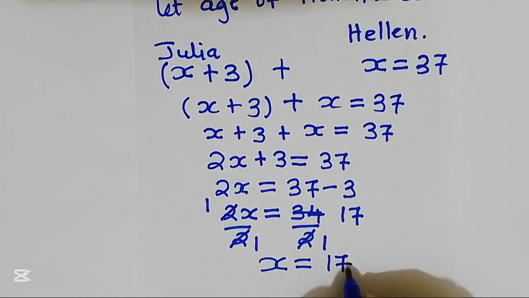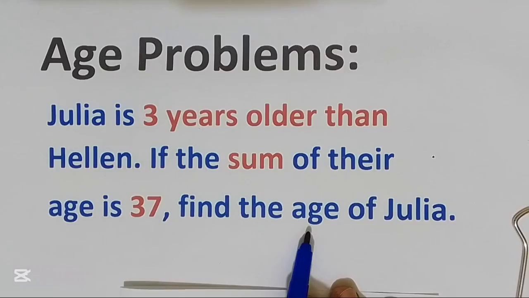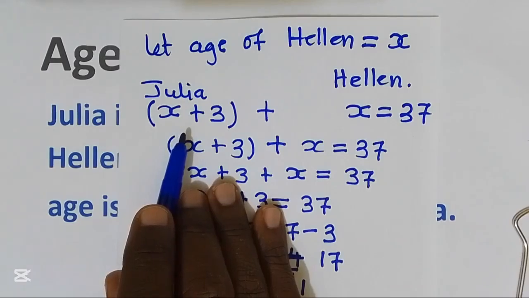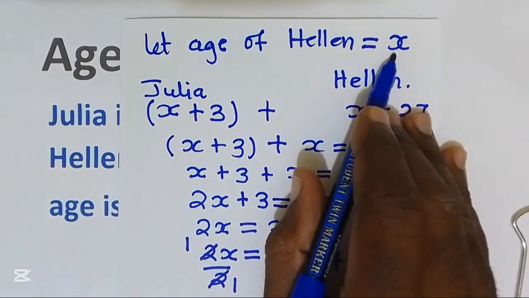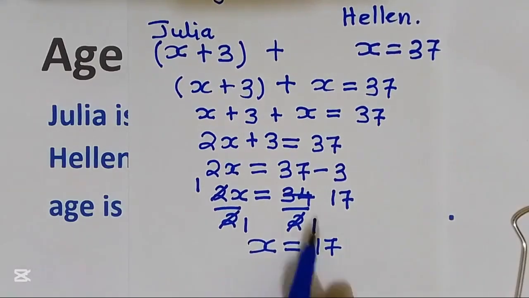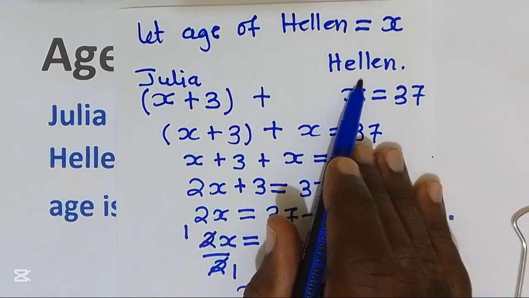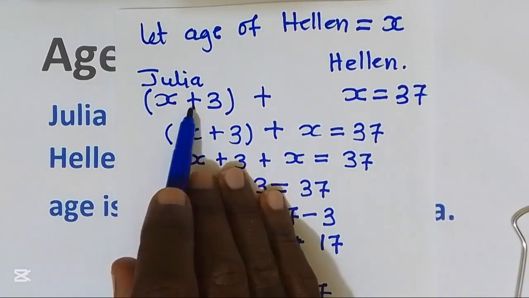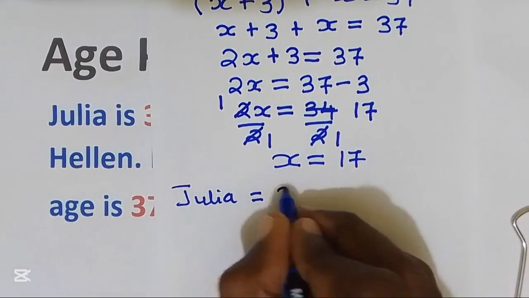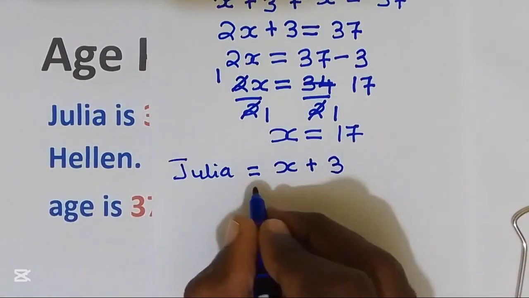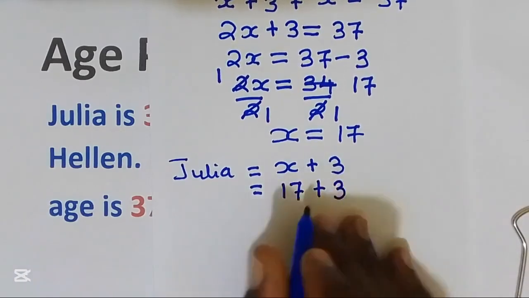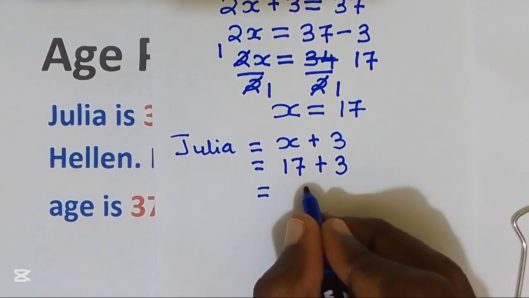Let us go to our question and check what is our question. We are supposed to find the age of Julia. Remember, we let the age of Helen is equal to x, and x equal to 17. So the age of Helen is 17. Now, Julia is going to be x plus 3. Julia is equal to x plus 3. This is equal to 17 plus 3. We get the age of Julia is equal to 20 years.